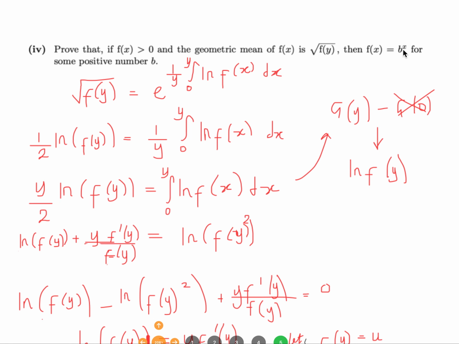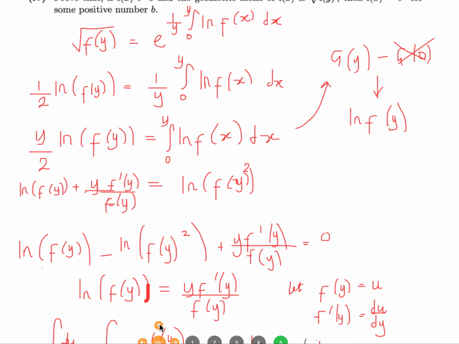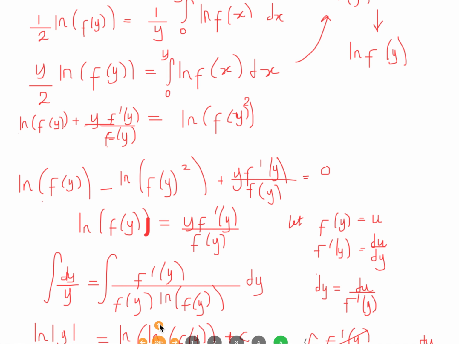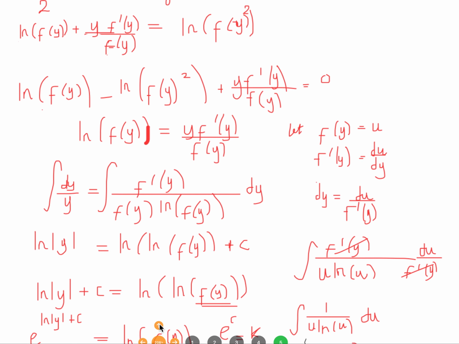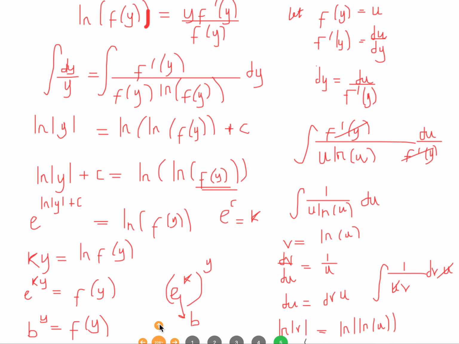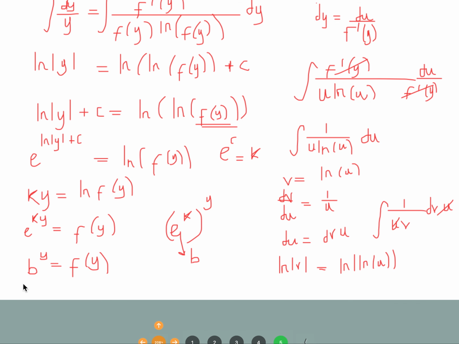Then f of x equals b to the x. Well, that's actually quite a quick fix, because what we've got is that f of y equals b to the y. So if we just let y equal x, then that means that f of x equals b to the power of x. Okay, and there we are.